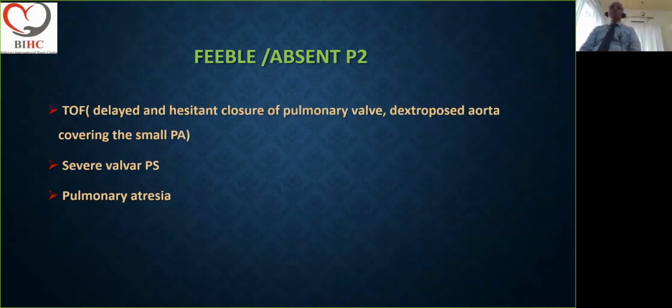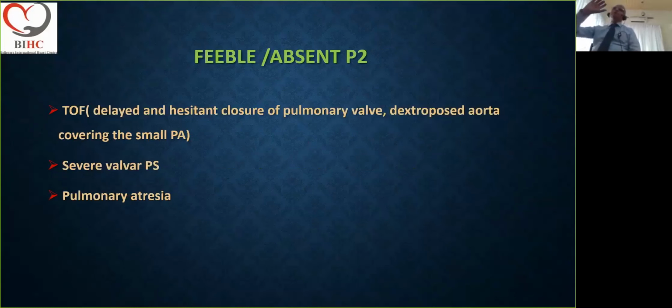A feeble P2 or an absent P2: in severe valvar PS, you tend to have a feeble P2. In pulmonary atresia, you have an absent P2. In tetralogy, your P2 is very dull. In tetralogy, it is dull because, think of the anatomy of tetralogy.